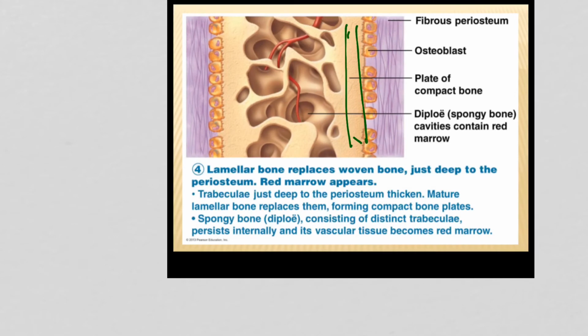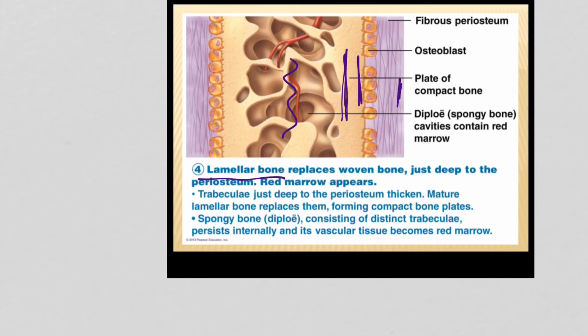So this is kind of showing you where the compact bone forms on the outside of the spongy bone. So what you want to think about is, okay, it's called lamellar bone, and that's just another name for that compact bone on the outside. So this lamellar bone replaces the woven bone or the spongy bone on the outside. You have periosteum out here, and then you have this collar of compact bone. And you have the spongy bone that's found in the middle that's going to have the red bone marrow.